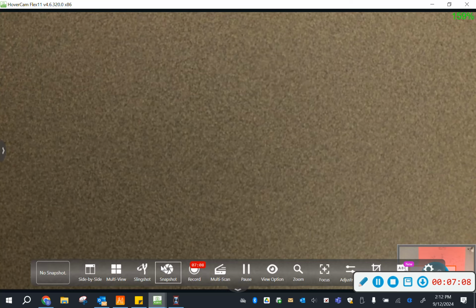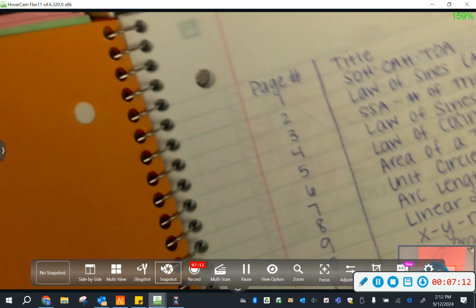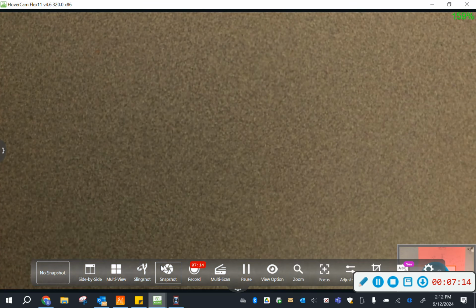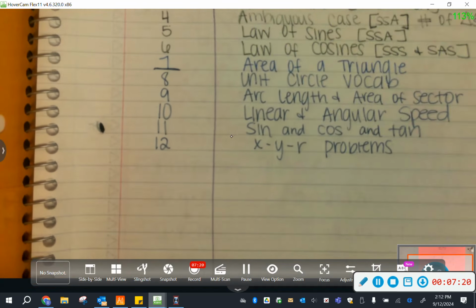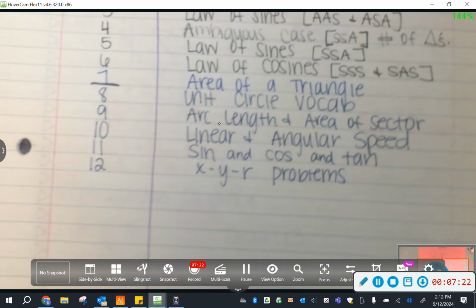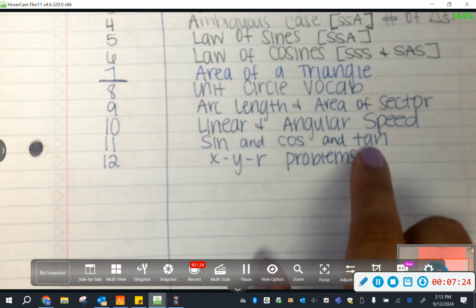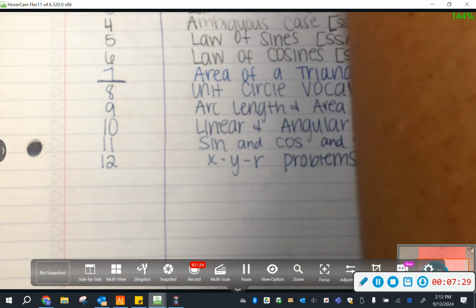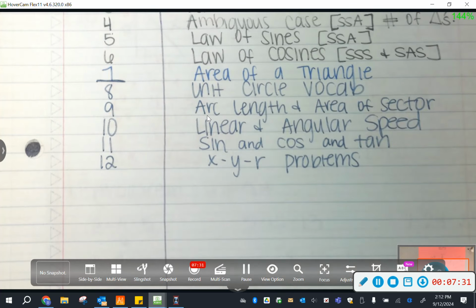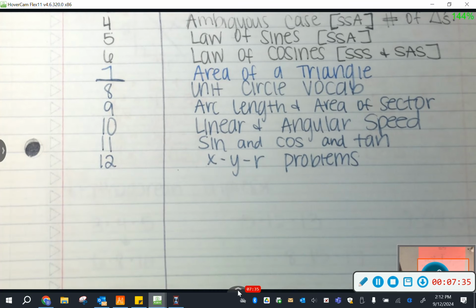I would like you to get out yesterday's notes. I believe on the table of contents, we titled it Sine and Cosine, right? I would actually like you to add tangent to it because I'm just going to add a little piece about tangent on here. So sine and cosine and tangent. And then we're going to also do page 12 in a little bit too. XYR problems.